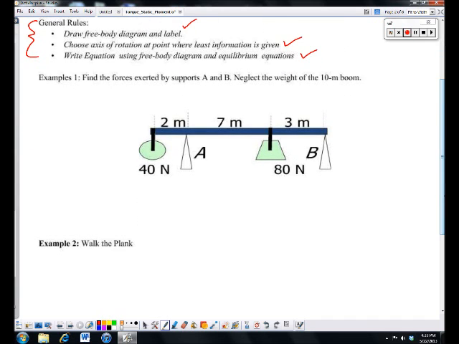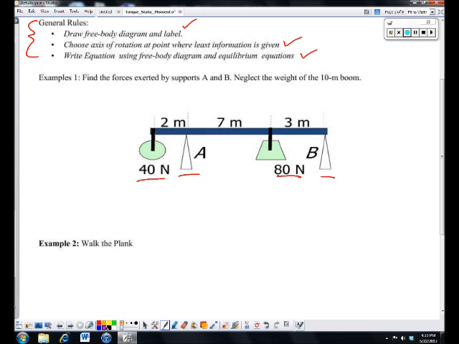So let's take a look at this picture. I've got two beams, or two pivots, A and B, holding up a beam going across the middle. We're going to neglect the weight of the beam for the moment. We're going to say we've got one weight here, 80 newtons hanging down, and I've got another weight on the left of 40 newtons hanging down. So let's draw our free body diagram.